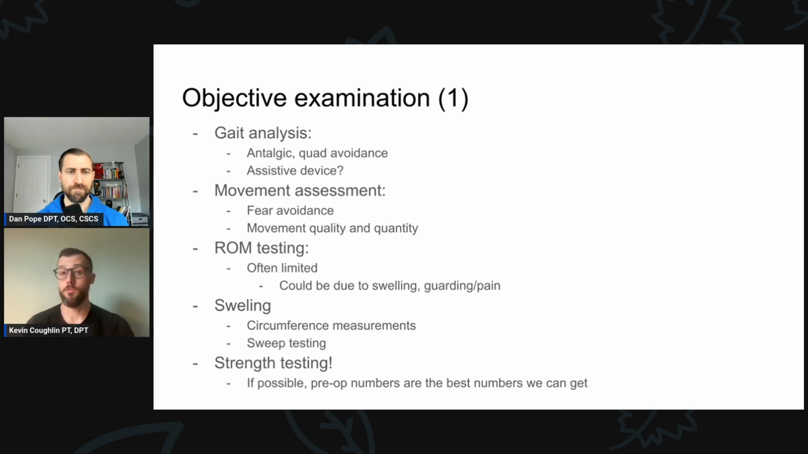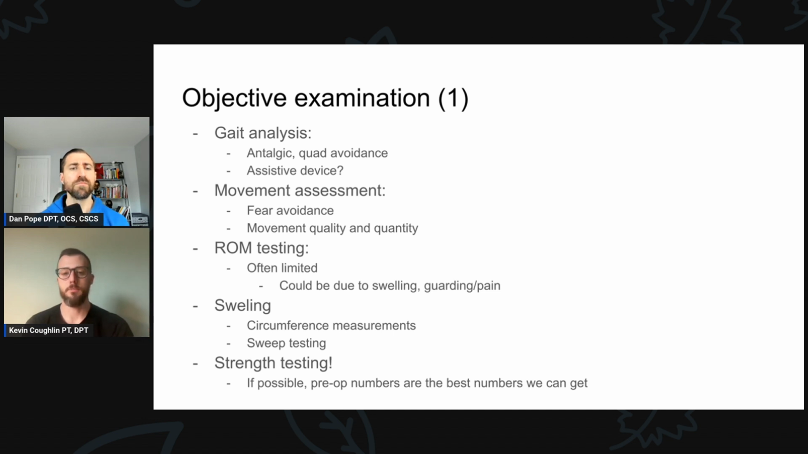Are they fearful of movement? What's the movement quality and quantity? These are things we can document. We're going to be testing range of motion, which is often going to be limited. I think a lot of times we can chalk that up to swelling. If they have a lot of swelling in the knee and we're trying to flex their knee and get a good flexion range of motion measurement, we're not going to get a ton of motion. They're going to feel quite a bit of pain, and the swelling is going to be almost a mechanical block to getting a full range of motion.